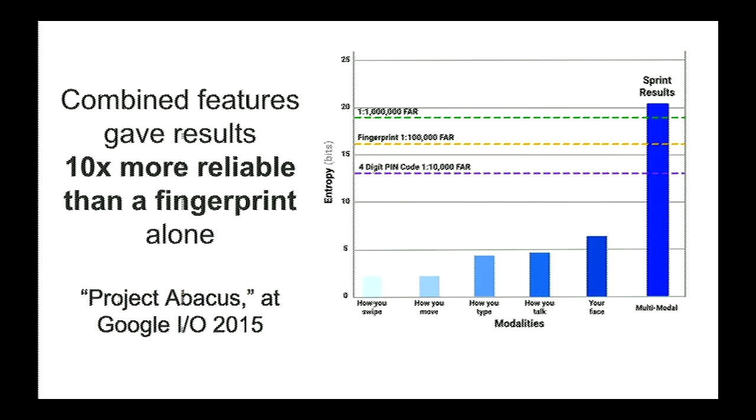So in 2015, Google talked at Google I/O 2015 about a project they ran called Project Abacus, and they found when they combined the different features that they were gathering from their device, how you swipe, how you move, how you type, how you talk, and your face, they got a result which was 10 times more accurate than a fingerprint alone. So we've got Touch ID on our iPhones or Android devices, and they were able to get 10 times more accurate by combining all these factors.